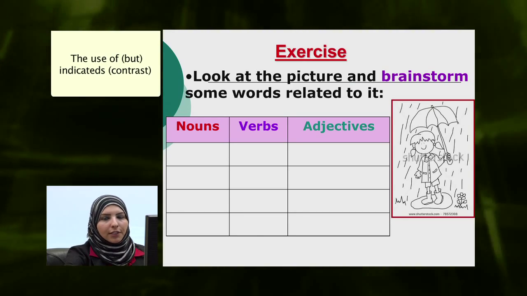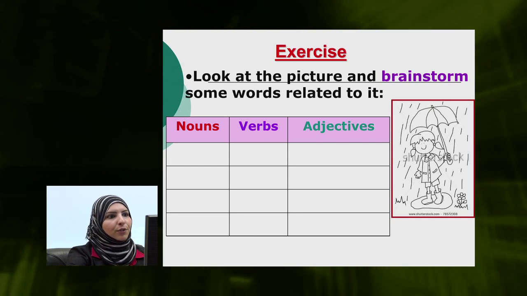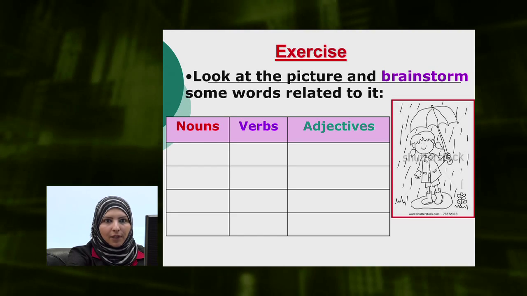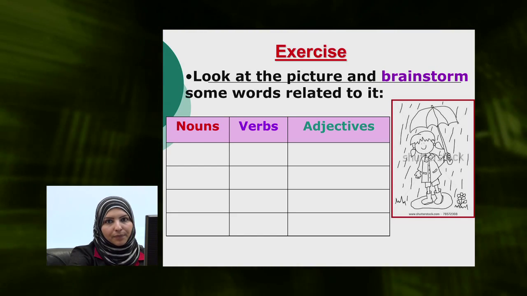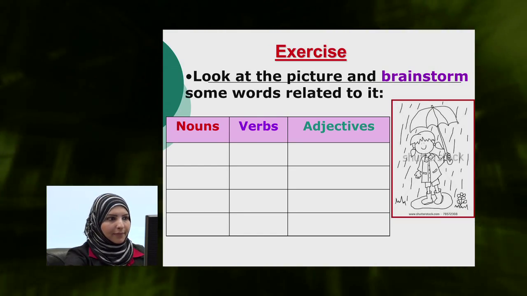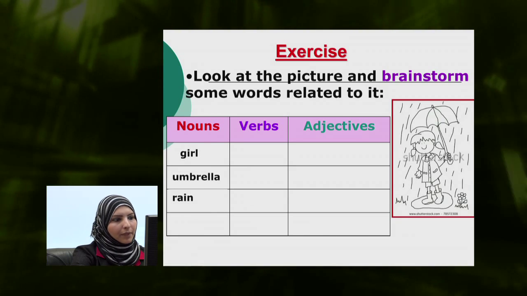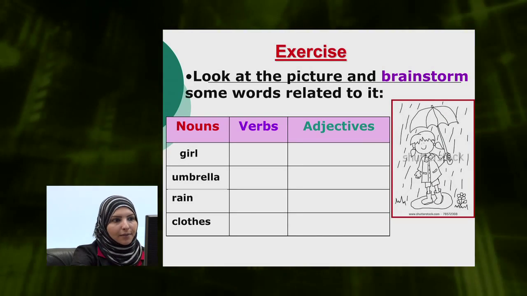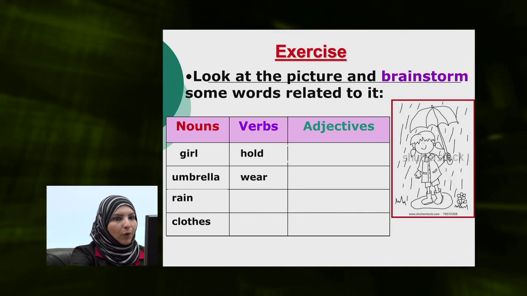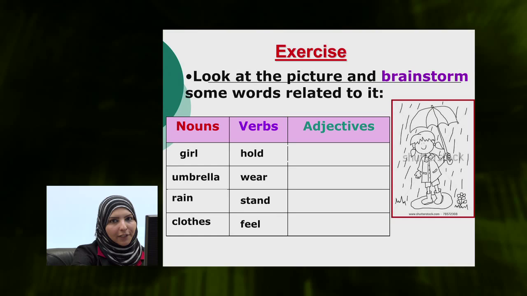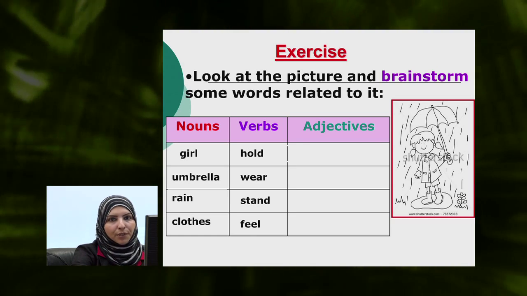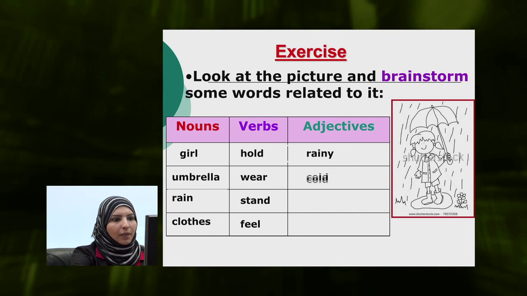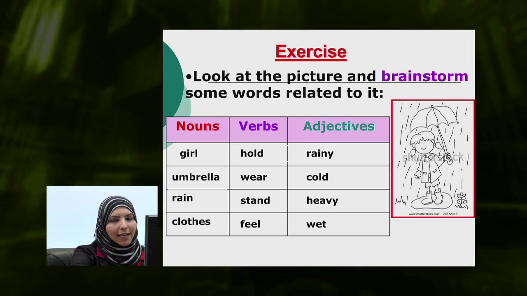And now, students, let's do an exercise. In this exercise, you are going to look at the picture and you are going to take some time to brainstorm some words related to it. So, the nouns you can brainstorm can be girl, umbrella, rain, and clothes. On the other hand, the verbs you can write are hold, wear, stand, and feel. The adjectives you may use or write can be rainy, cold, heavy, and wet.